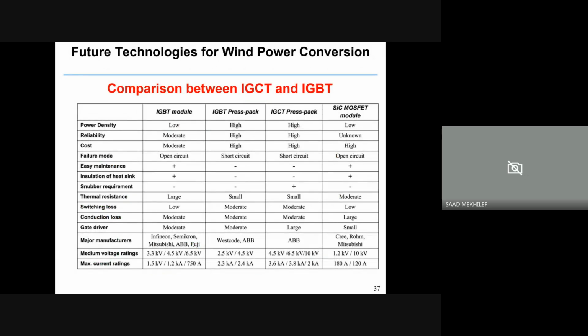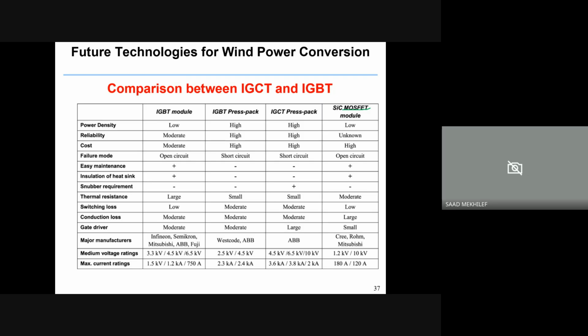And this table summarizes the comparison for wind conversion, the difference between the IGCTs, IGBTs and MOSFETs. For example, here we have 4. We have the IGBT module and the IGBT press pack. Module means a single unit. Press pack means there are maybe 4 or 6 IGBTs within one pack. Then the IGCT press pack, and then we have silicon carbide modules or MOSFET.